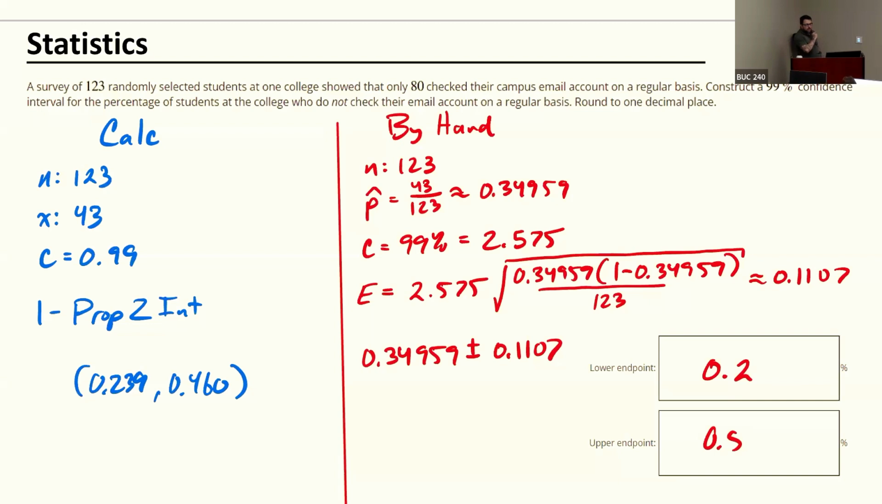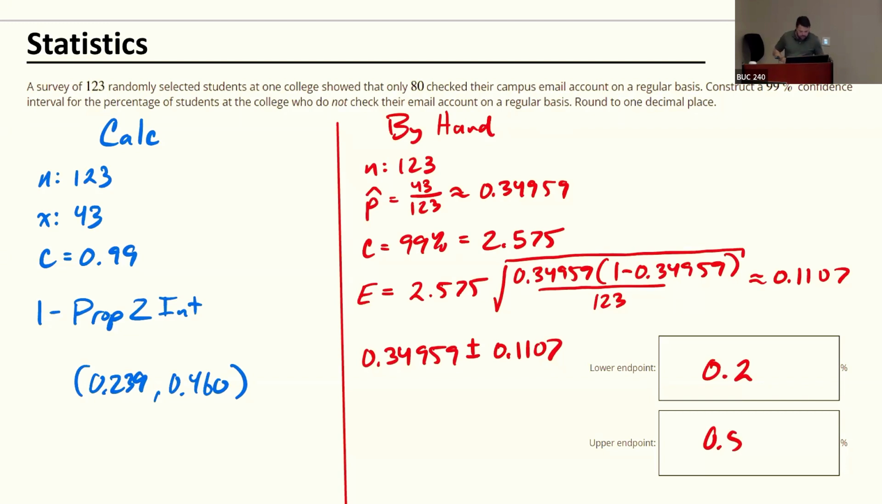Look at the question. A survey of 120 randomly selected students at one college showed that only 80 check their campus email accounts on a regular basis. Construct a 99% confidence interval of students at the college who do not check their email on a regular basis. So it wouldn't be the 80. You would need your X value to be 43, not the 80. They were trying to fool you because they changed it to "not" at the very end.